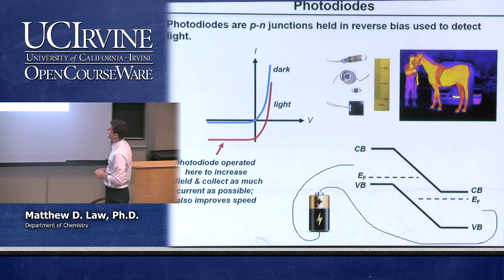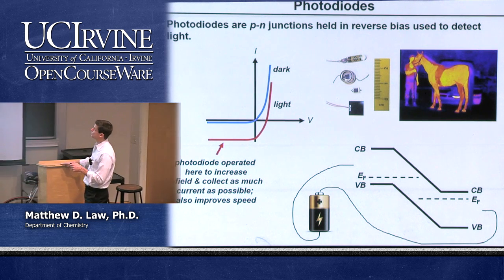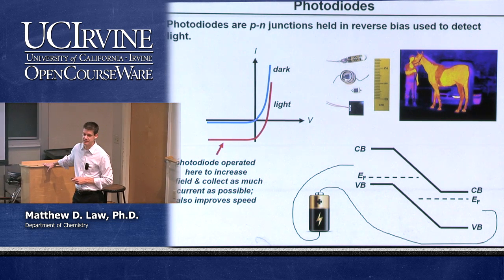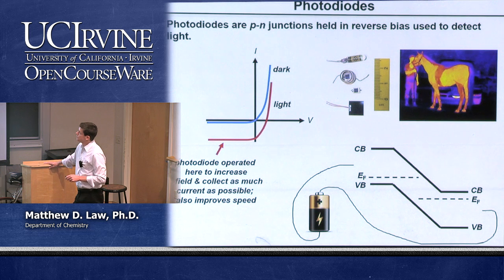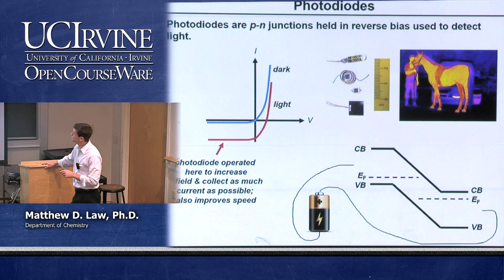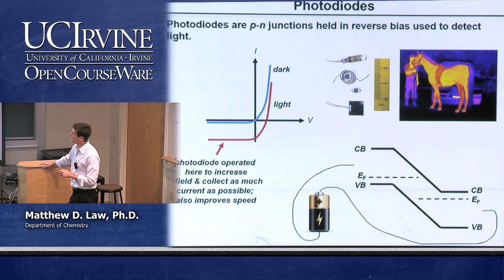So this is what a photodiode looks like. PN junctions held in reverse bias, used to detect light. We have the same sort of IV that we just showed for a solar cell. Okay, we illuminate the photodiode. Okay, it could be made out of silicon. These are some photodiodes. This is kind of back in the day photodiode. This is more modern photodiodes out of silicon. Here's a photodiode that's made from germanium.